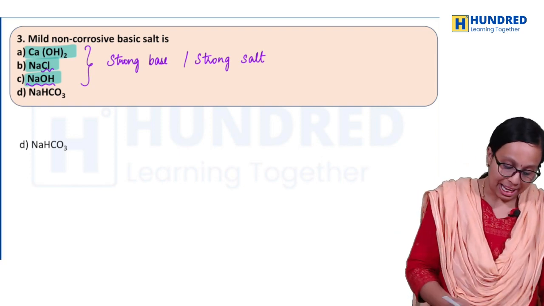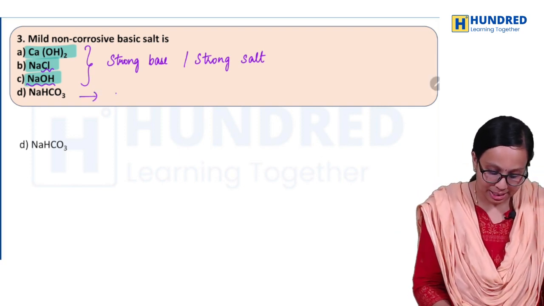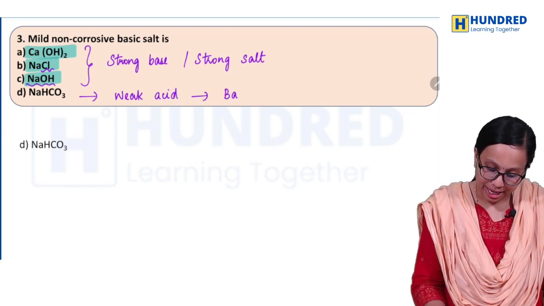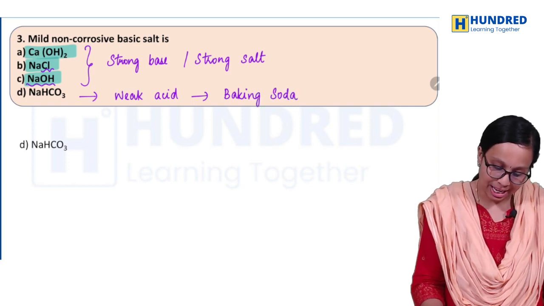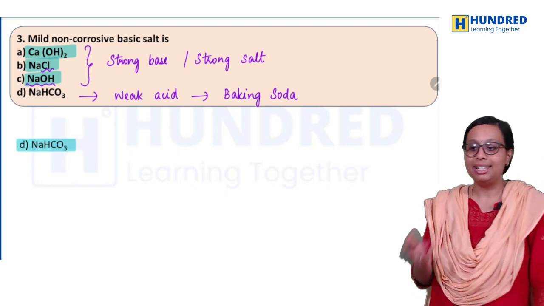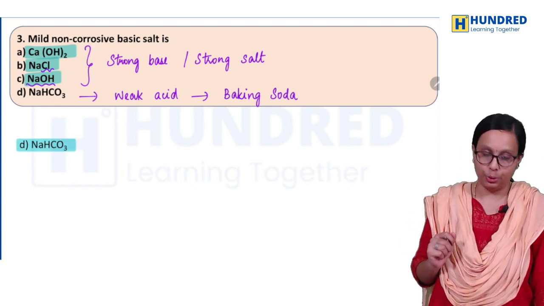Okay. So if you take NaHCO3, it is made up of a weak acid. It's an example of baking soda, so that you can consume. Hence, it is mild and non-corrosive. So we can consume it.